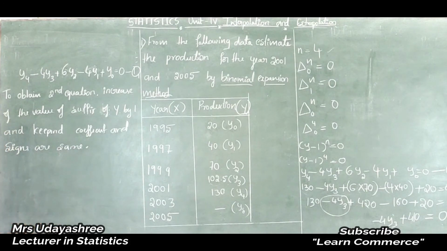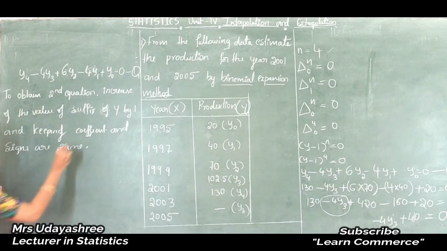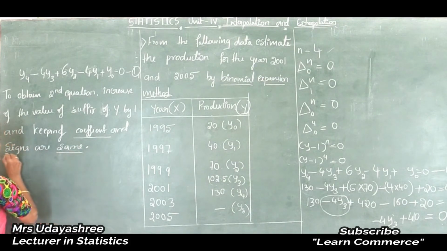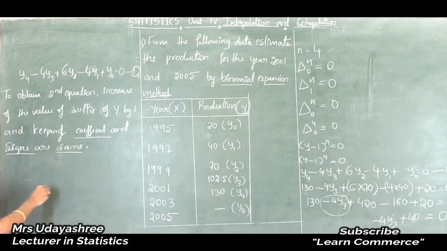Okay, this is the condition. To write the second equation, the condition is to increase the value of the suffix of y by 1, keeping the coefficients and signs the same. So see, this is equation 1. How to write equation number 2? Here, keeping the coefficients and signs the same.